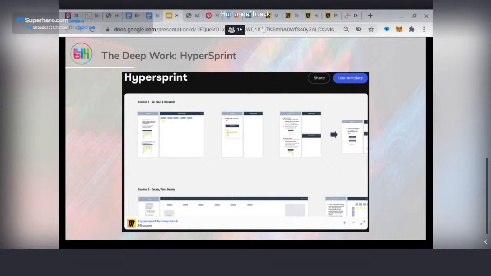And here the hyper sprint. This is just a very hardcore design thinking process, which will take you guys.